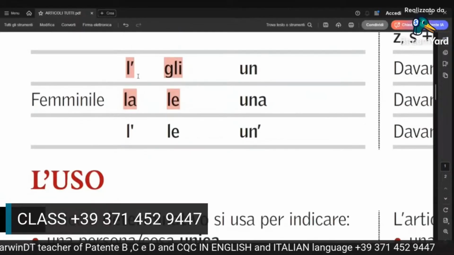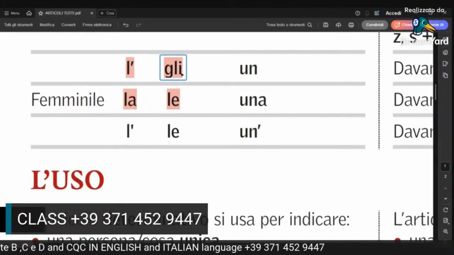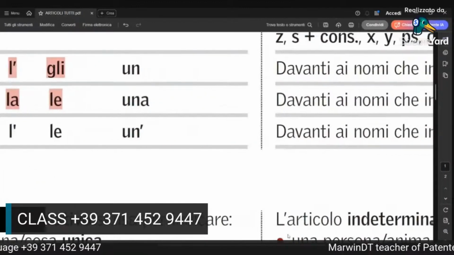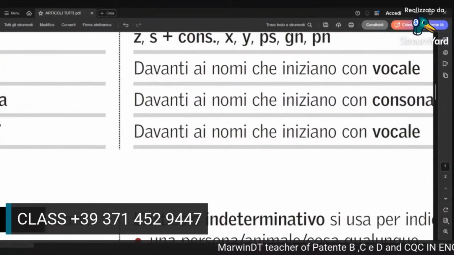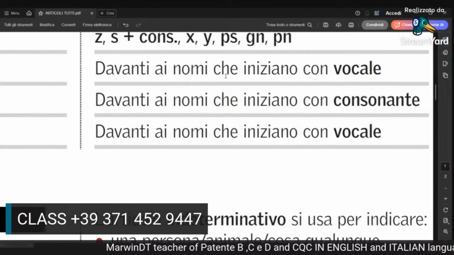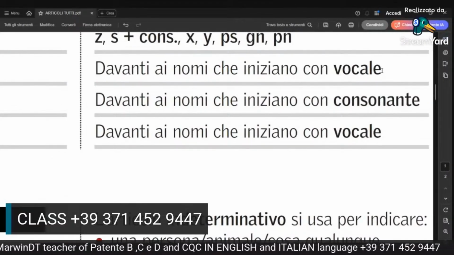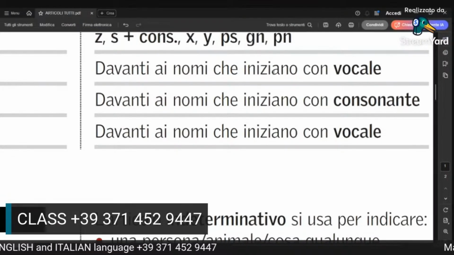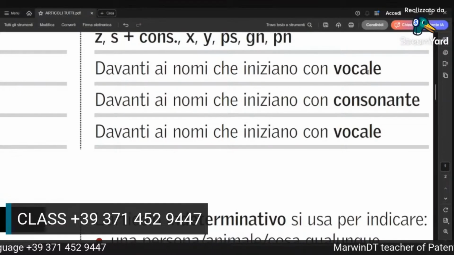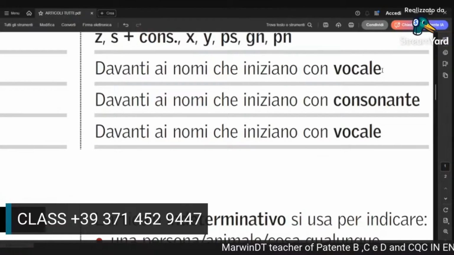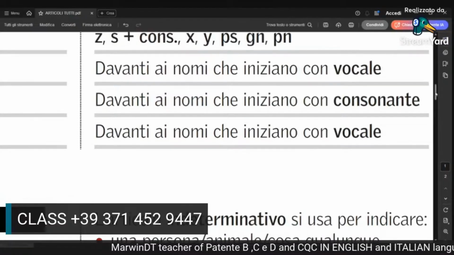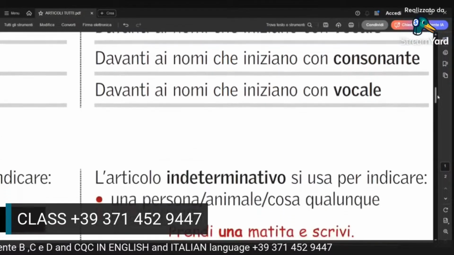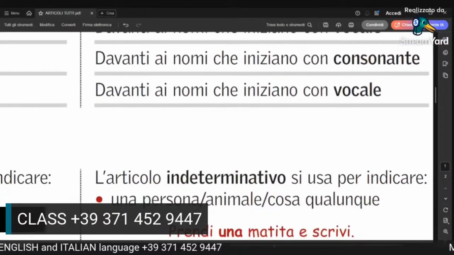Then the next one is L apostrophe and gli. Indeterminativo is un. What makes it so is when, davanti ai nomi che iniziano con vocale. So it is when in front of the word or of the name we have a vocal, which is vocale. So as we move forward, we will see what the vocale is. Okay, very good. Let's move forward.